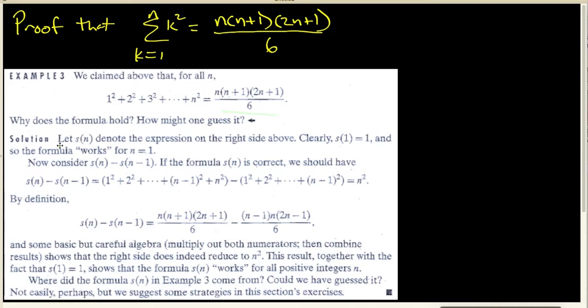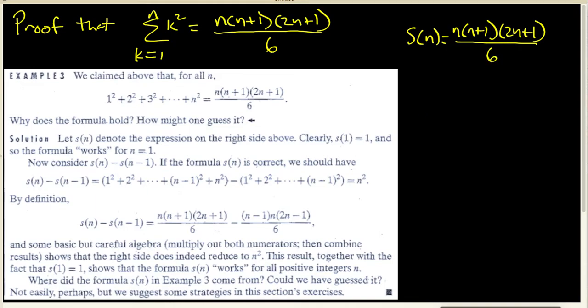The first statement they make is to let Sn denote the expression on the right side above. That means Sn is this expression, not this one. And I want to get that written down on a sheet of paper so that I do not forget it. So S of n is equal to n times n plus 1 times 2n plus 1, all divided by 6.